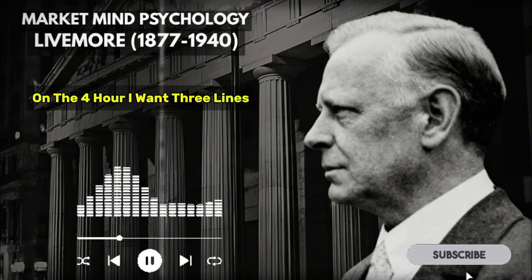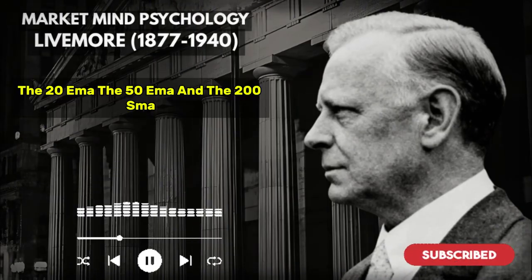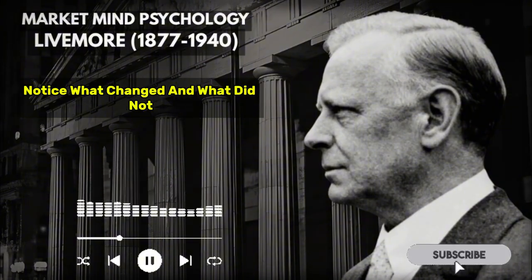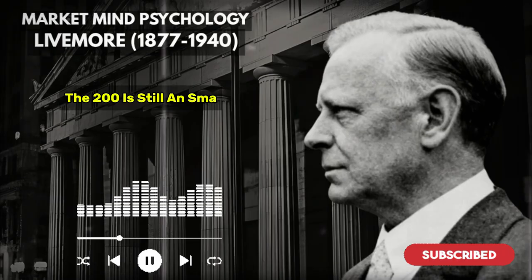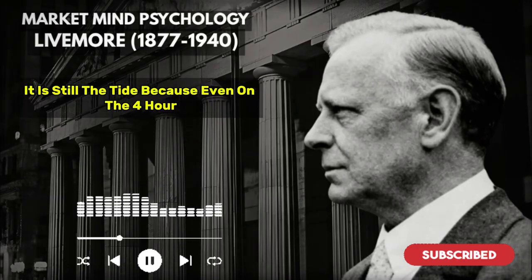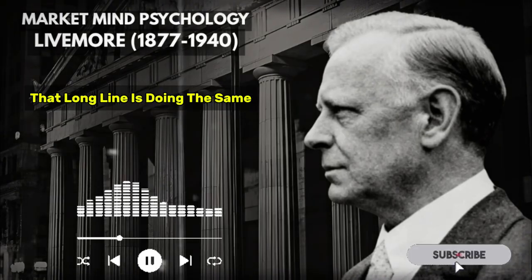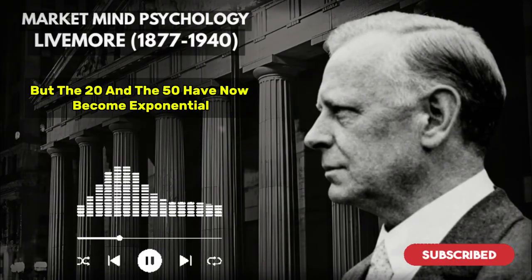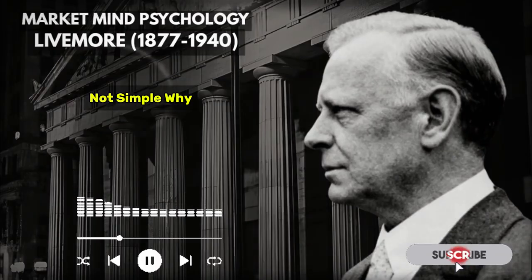On the 4-hour, I want three lines: the 20 EMA, the 50 EMA, and the 200 SMA. Notice what changed and what did not. The 200 is still an SMA. It is still the tide because even on the 4-hour, that long line is doing the same slow job of watching the world. But the 20 and the 50 have now become exponential, not simple.